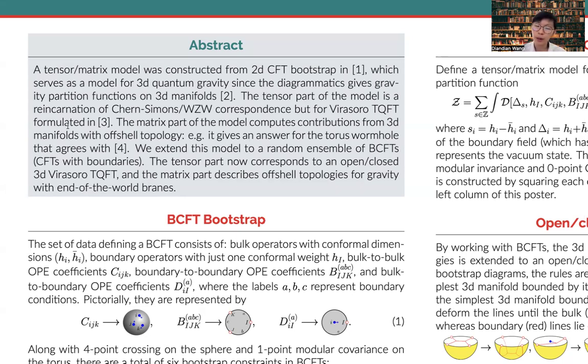So this model has two parts. There's a tensor part that essentially corresponds to a Virasoro TQFT, and there's a matrix part that computes contributions for off-shell topology that is finite, whereas Virasoro TQFT would give an infinite divergent answer. So our goal is to extend this to a random ensemble of BCFTs, which are CFTs with boundaries.